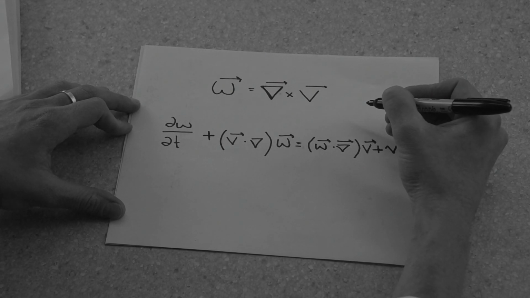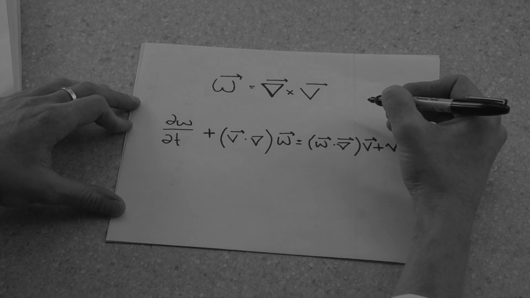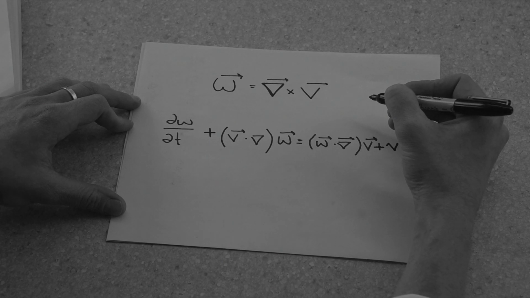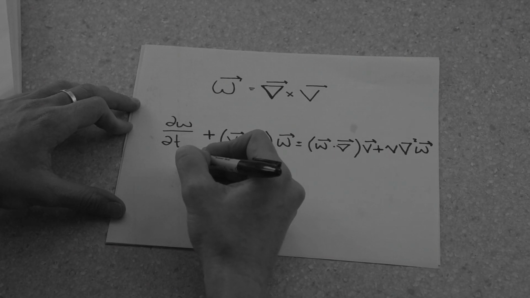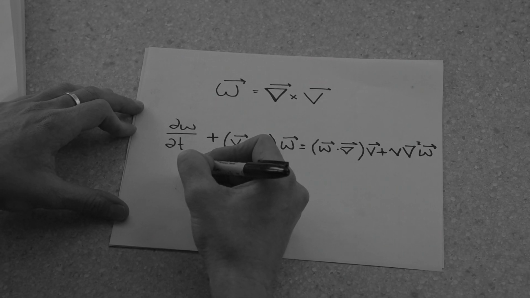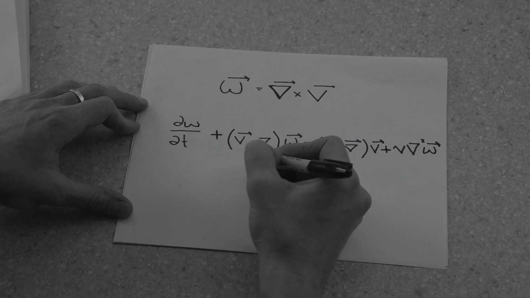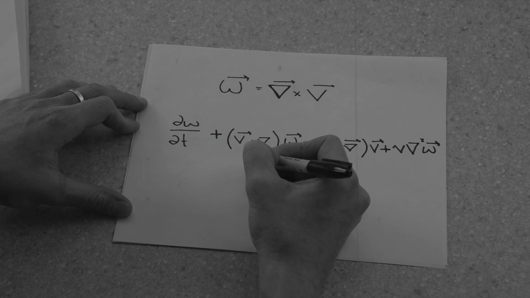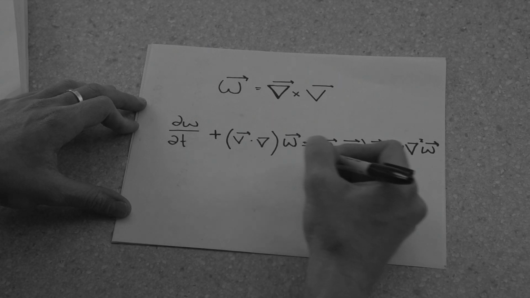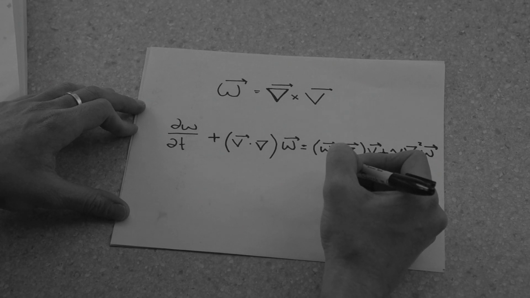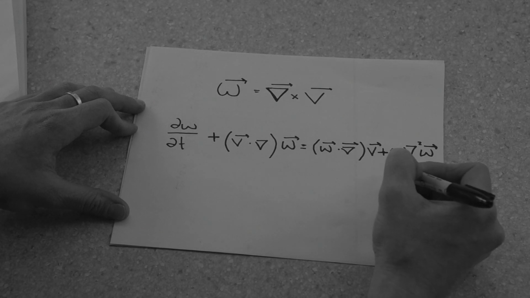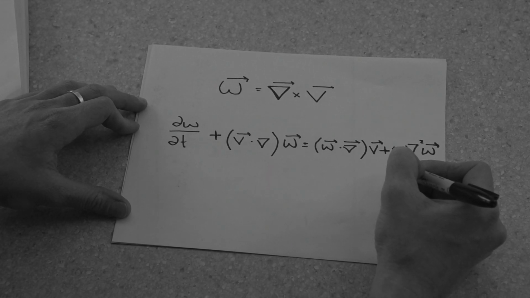As seen here, I have written a mathematical definition for vorticity. From this definition, we can derive the vorticity transport equation. The first term represents the local time rate of change of vorticity. The second term represents the advection of vorticity by the bulk flow. The third term represents the change of vorticity by tilting and stretching of the vortex lines, and the last term represents the diffusion of vorticity due to viscous effects.